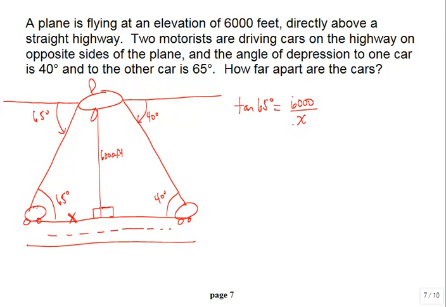So we could do tangent of 65 degrees equals the opposite side, which is that 6,000, over the adjacent side, which is our x. To solve for x, multiply by x on both sides to get it out of that denominator. And then to solve for x here, we'd need to divide both sides by tangent of 65 degrees.